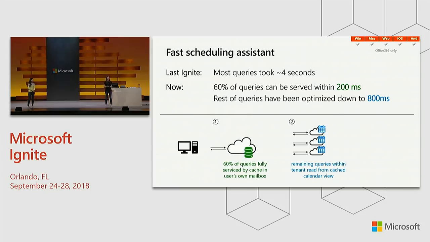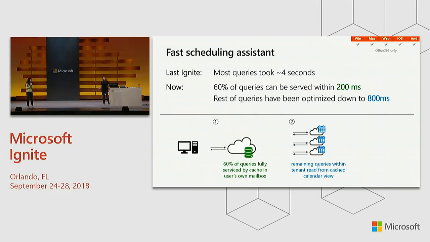When we miss that cache for the remaining 40% inside your organization, we've started storing a cache of your own calendar view in your mailbox. So let's say I'm looking up Jen's free busy. If she's not in my cache, when we hit her mailbox, instead of calculating that calendar view inline, we're reading from a pre-calculated, always up-to-date cache in her mailbox. So we're able to read from her cache and quickly return. Those remaining 40% of queries are down to 800 milliseconds.